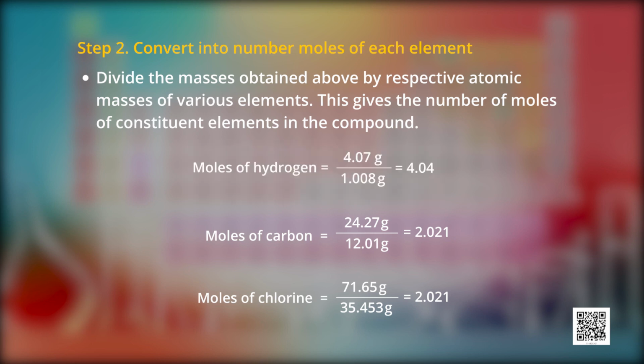Moles of hydrogen is equal to 4.07 gram divided by 1.008 gram. It will come 4.04. Number of moles of carbon is equal to 24.27 gram divided by 12.01 gram. It is 2.021. Now number of moles of chlorine is equal to 71.65 gram divided by 35.453 gram. It is equal to 2.021.